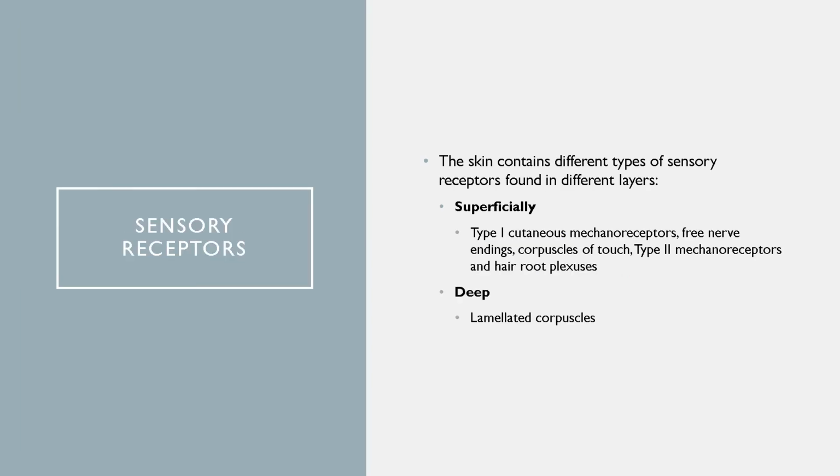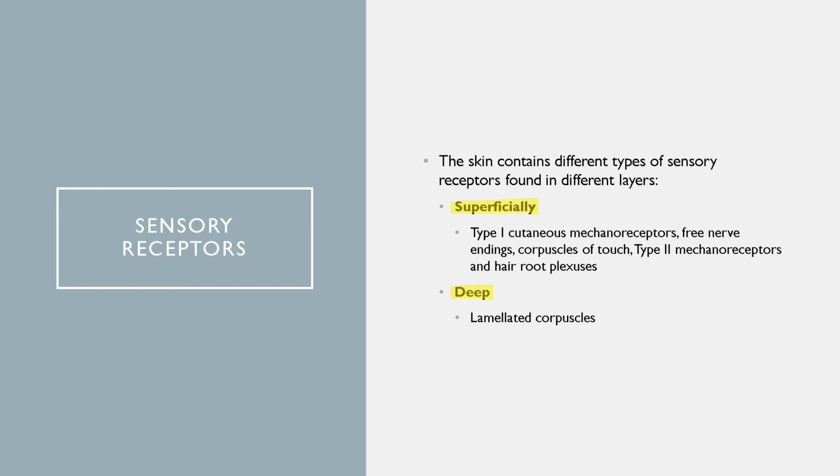So we're going to move on to sensory receptors. We will cover sensory receptors in a little bit more detail when we cover somatic sensations, but we're going to briefly go over them now when we talk about the integument. So first off, we're going to look at where they are located specifically. So we will have superficially located sensory receptors and deep sensory receptors.